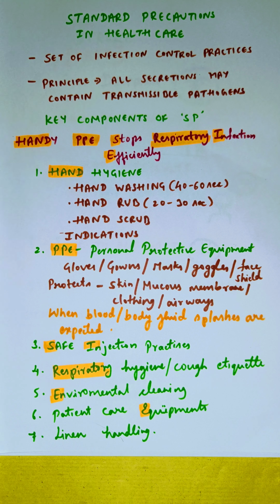Patient care equipment: handle equipment soiled with blood or body fluid secretion using disinfectant before using it on the other patient. Linen handling: the linens that have been used for a particular patient, handle them with care so that you avoid contact with your clothing or skin directly, because linen is also assumed to carry the infection from the patient.